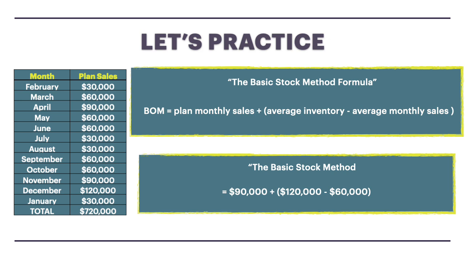Now moving on, we're going to calculate for April. Using the same formula again, work within the parentheses first. We're going to take our $120,000 average inventory, subtract our $60,000 in average monthly sales, and then take that figure, which is $60,000, and add it to $90,000, which is our planned monthly sales, for a total of $150,000.